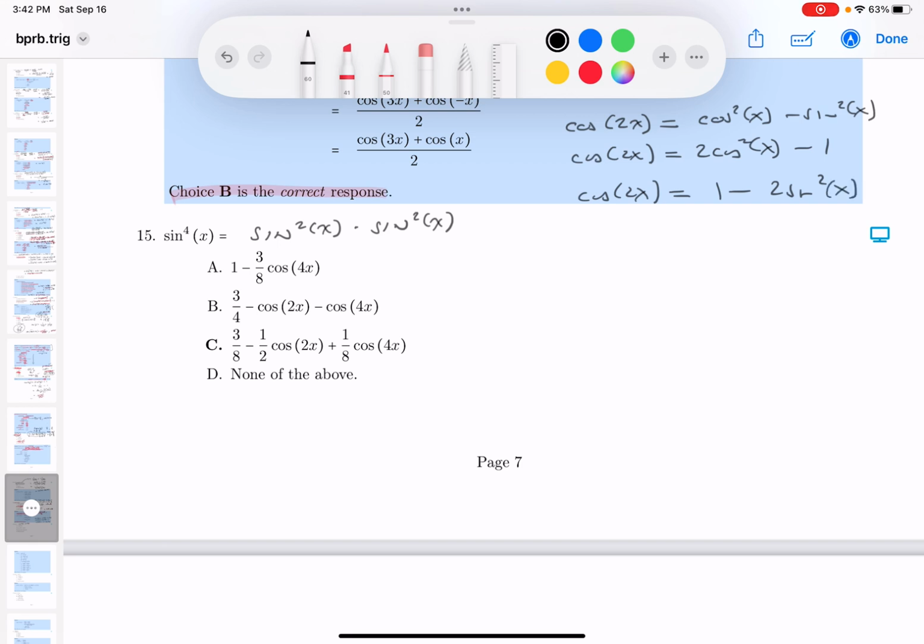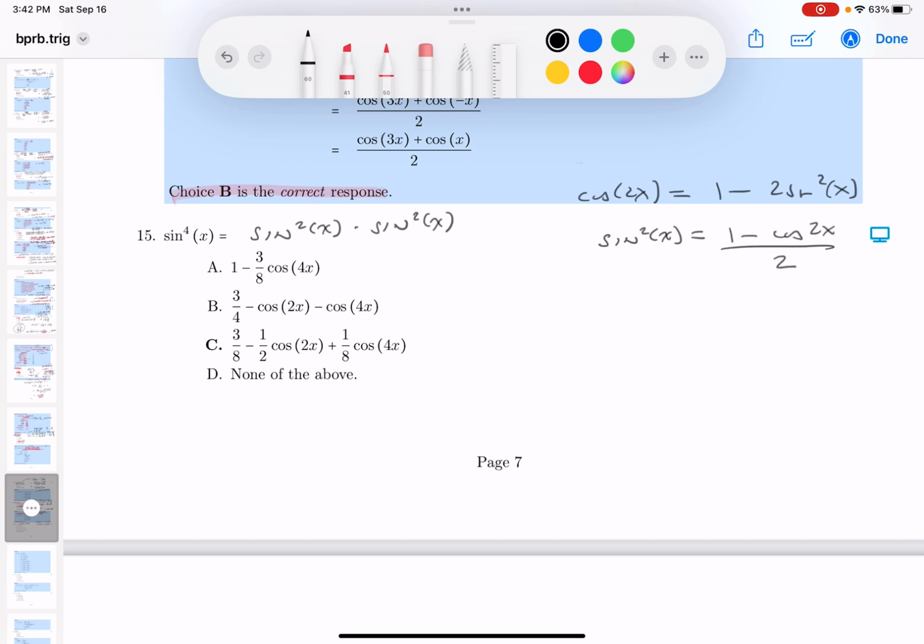All right? So I'm going to erase things that I don't need. I know I'm dealing with sine squared, so I'm going to start to erase this over here. And I want to rewrite this so it looks like sine squared. Well, that would be 1 minus cosine of 2x over 2. So I'm going to write the sine squared as 1 minus cosine of 2x over 2.